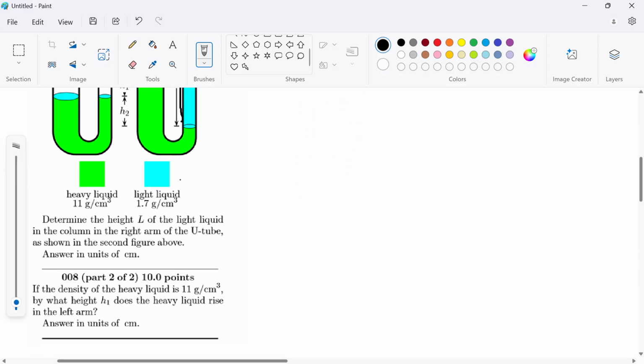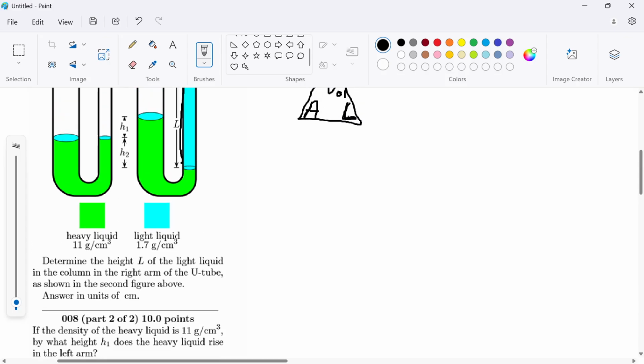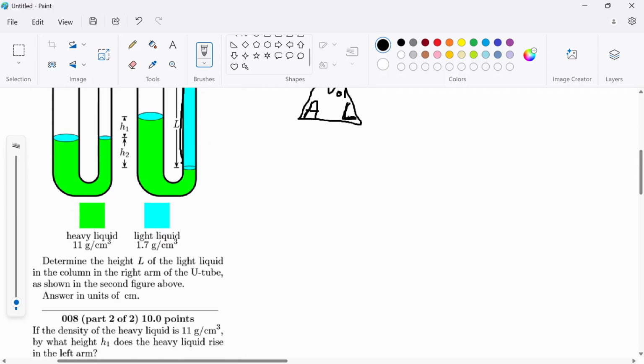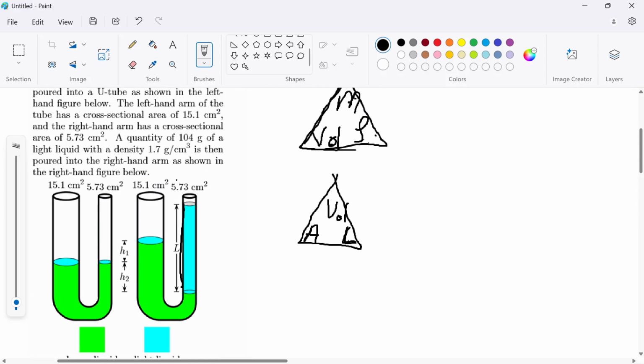Determine the height of the light liquid in the column in the right arm of the U-tube as shown in the second figure above. So that's where these things come in. It's asking me for that length, that height there. And that L, it should be H, but I put L like they did. L equals the volume of the liquid divided by the area of the liquid. So, you can memorize these two triangles.